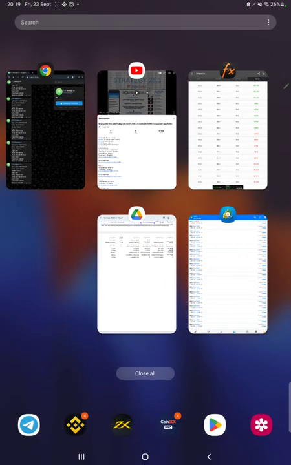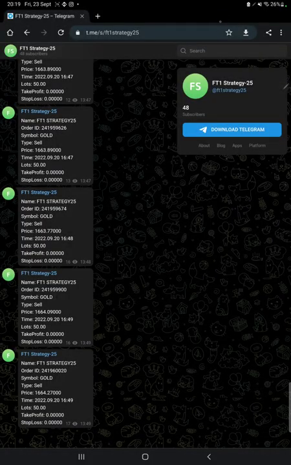After that we have MT4 to Telegram, so by following the FT1 strategy 25 channel you can stay updated for each trade that we have taken, and the trades can be verified with their order ID, at what price we have entered and how much profit and loss we have booked.